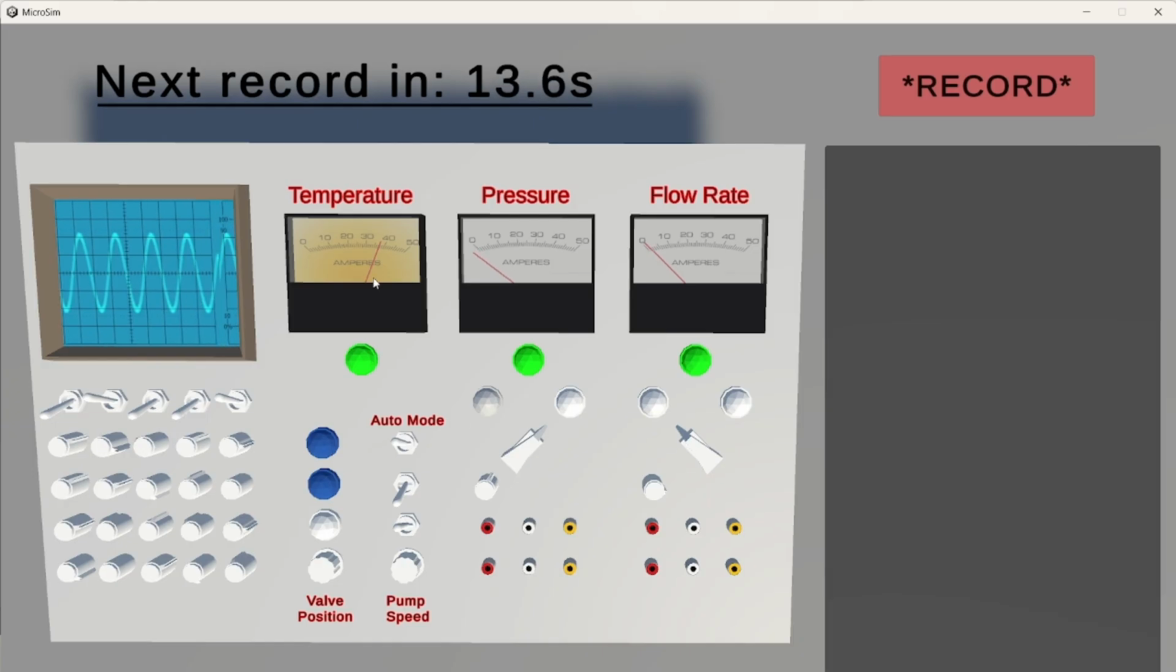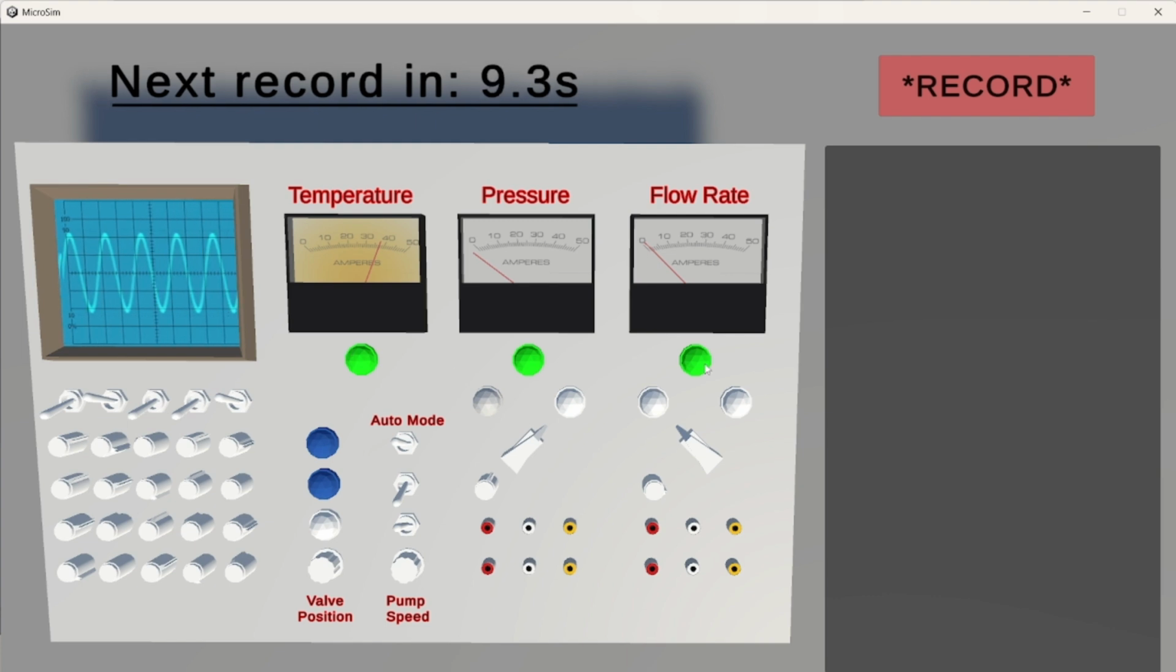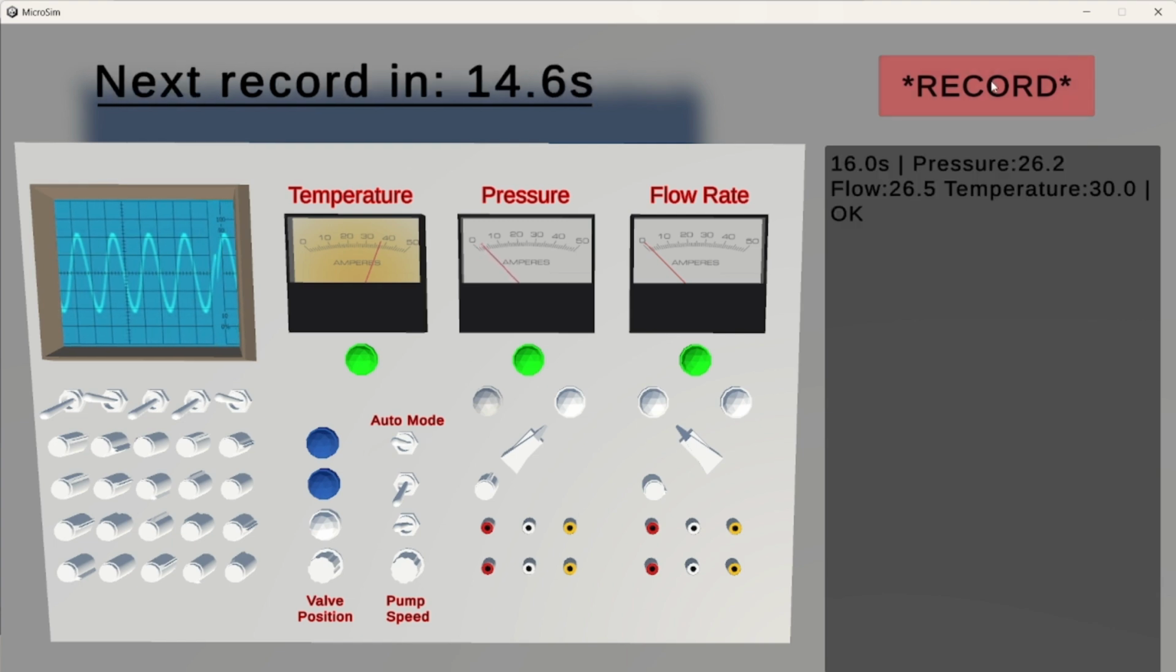And as you can see, we have temperature, pressure, and flow rate gauges, as well as indicator lights that are going to show us how these important values are reacting, as well as we can see our little simulation here going, and 3 interactable knobs and toggles that we have to work with. So we're ready to record. Let's record our first value.